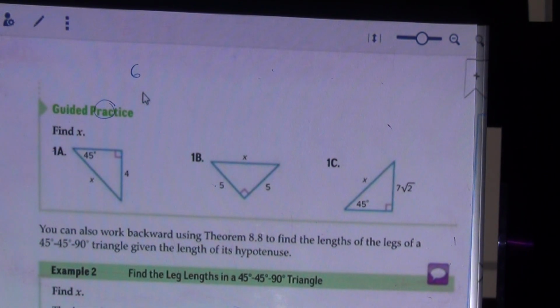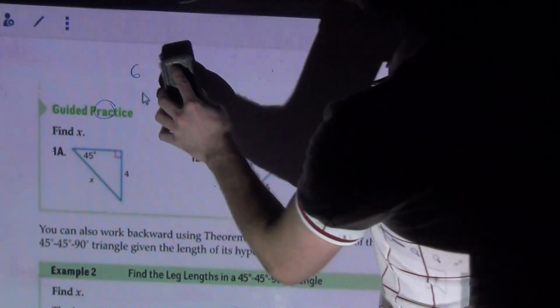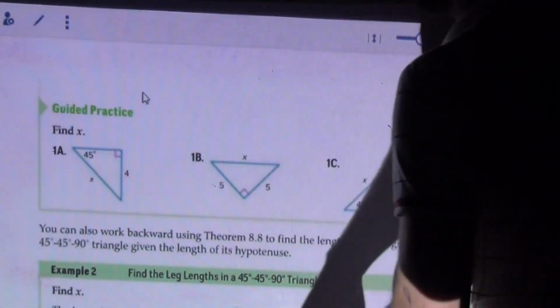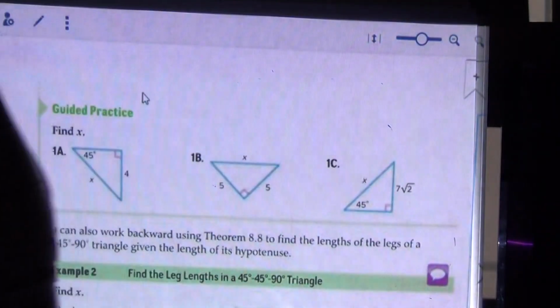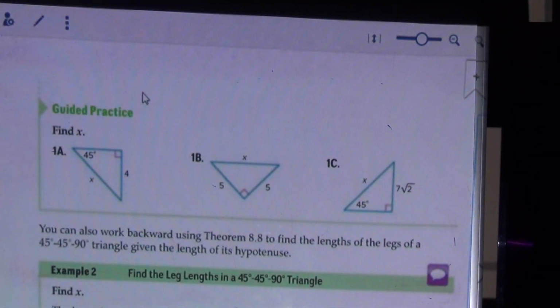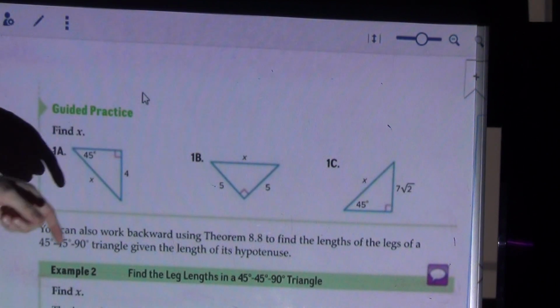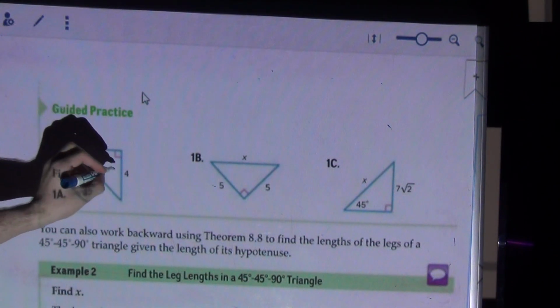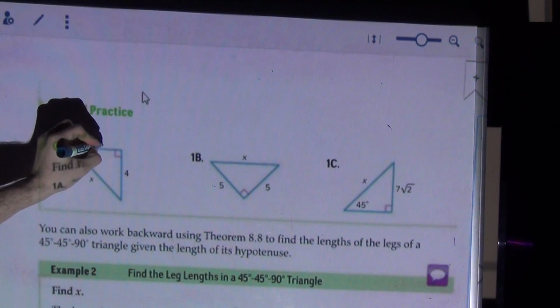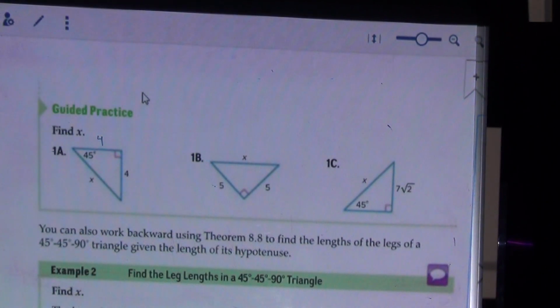Alright, so welcome back from your pause, hopefully. Let me get my eraser real quick. So you got 1A, 1B, and 1C, and you have to find x. Okay, well, in 1A, because they give you that this one angle is 45, then of course if you do 180 minus 90 minus 45, the other angle is also going to be 45. So the angles are congruent. So if this is 4, that's also going to be 4. Those are the two legs that are going to be congruent to each other.